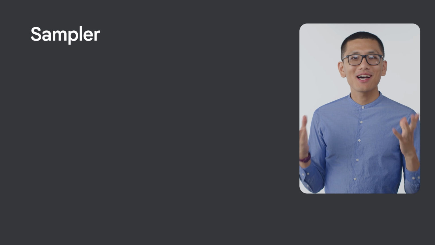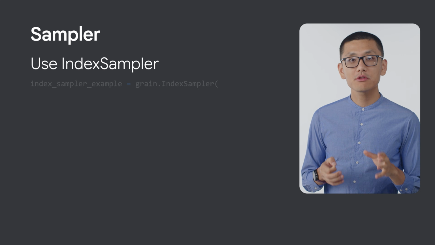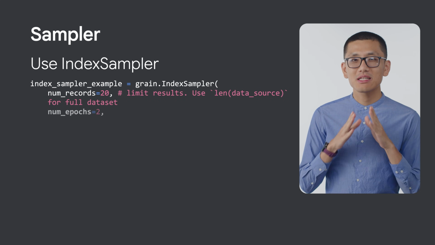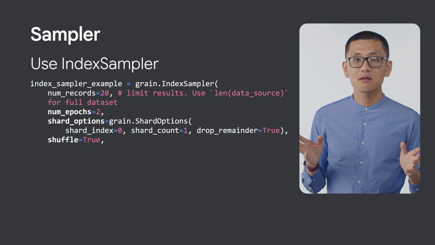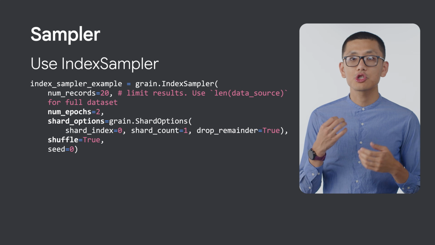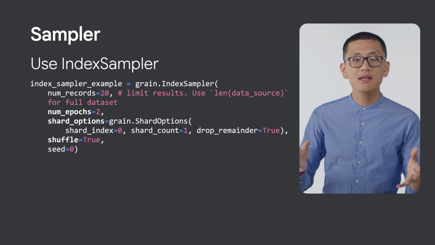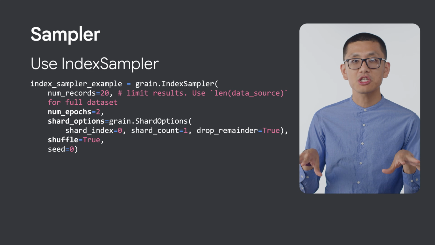Okay, so we've got a data source. Now we need a sampler, which determines which records to read next. While that might sound simple, as your needs get more advanced, the complexity of this task becomes higher and higher. Some of those considerations include shuffling records across the entire dataset, which might be huge, repeating the dataset for multiple epochs, and sharding across multiple machines.